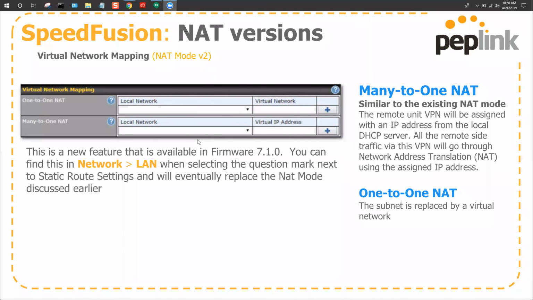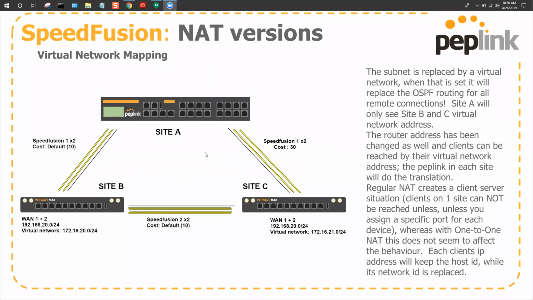The more interesting approach, potentially more elegant, is what we call our one-to-one NAT. And you see what we're doing here is the subnet gets replaced by an entire virtual network. This is going to override the OSPF of the remote connections. A only sees B, B only sees C, etc. The router address itself is going to be changed, and the clients on the other endpoints are able to be reached by those virtual network addresses. The Peplink is going to be doing that translation to give you access to the remote LAN.